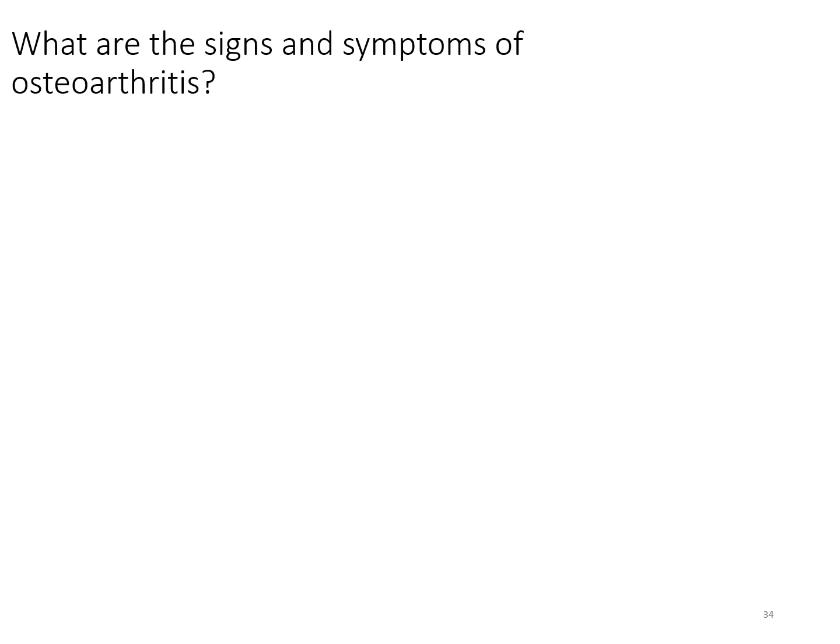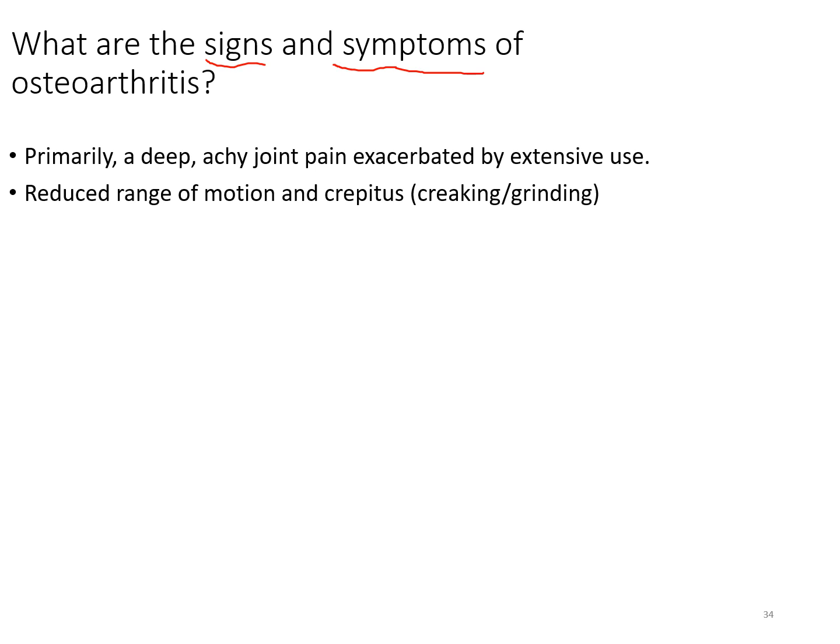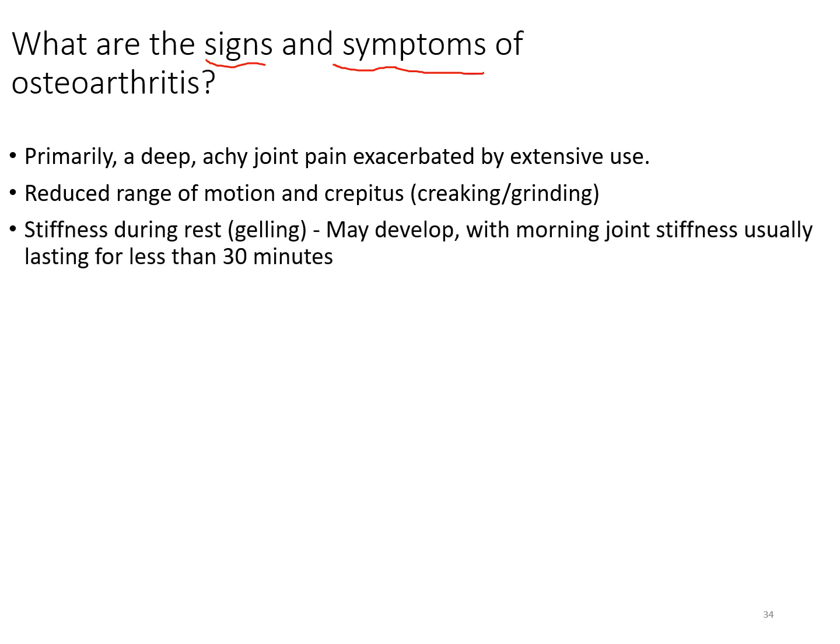So what are the signs and symptoms of osteoarthritis? Remember, a clinical sign is something that you see, and a symptom is something that the patient experiences, right? So primarily you will have a deep achy joint, and the pain will be made worse, or exacerbated, by extensive use. It's better to use the word exacerbated than made worse, because exacerbated sounds a little bit more learned, and you are all gradually becoming more learned people. You will get reduced range of motion and crepitus. Okay, the crepitus is creaking and grinding of the bones. Stiffness during rest, sometimes called gelling.